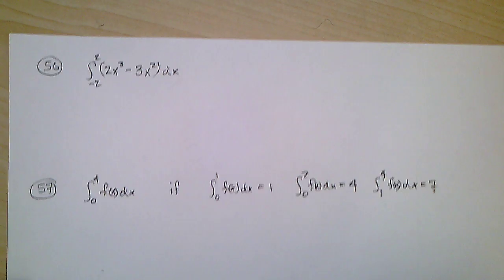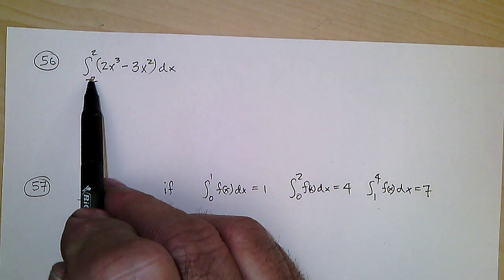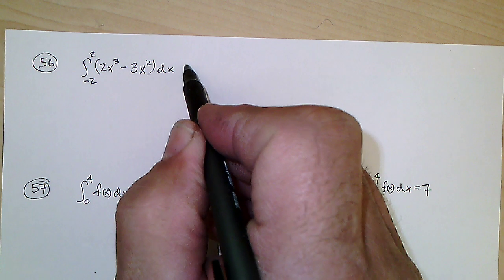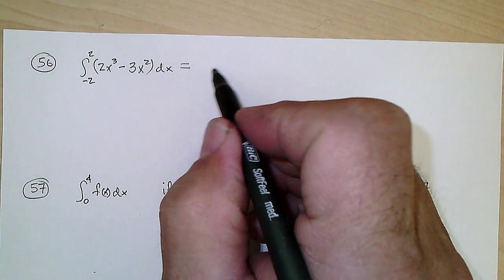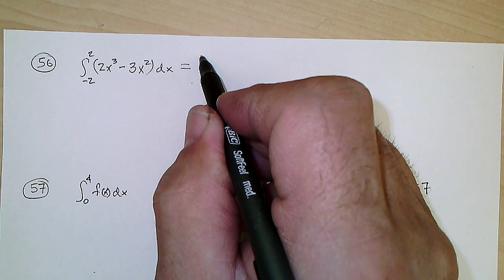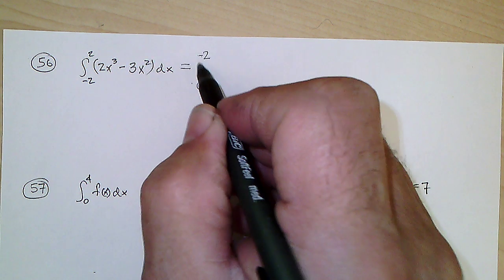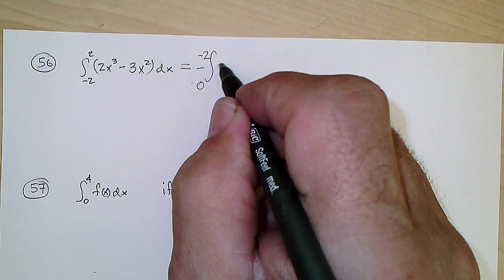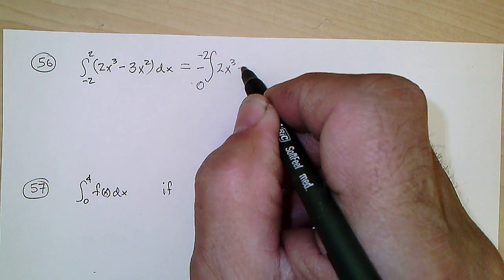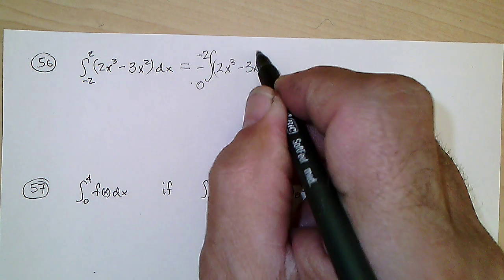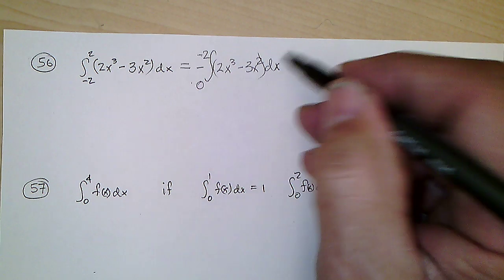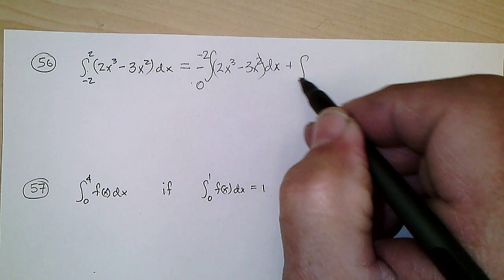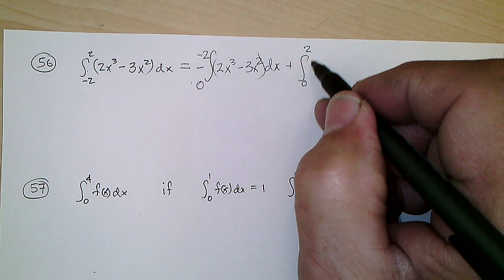And I go to this one. From -2 to 2 of this. So I'm going to do basically what I was just doing. I'm going to think of this as going from -2 to 0, but I'm going to switch it so it's 0 to -2. And since I switched the order of these, I'm going to have minus the integral of 2x to the third minus 3x squared dx. And then to do the rest of it from 0 to 2, I'm going to have plus the integral from 0 to 2 of the same thing.